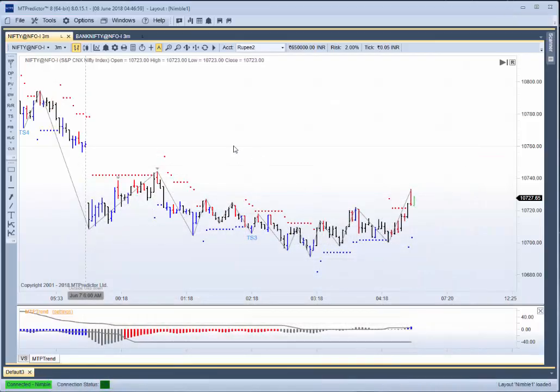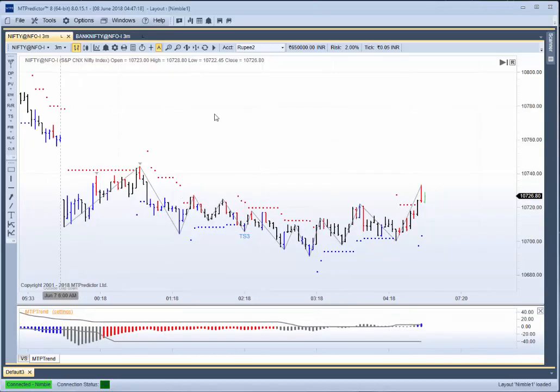Right, let's have a look at a 3-minute chart of the Nifty. It's great that there's so many customers completely worldwide using MTPredictor now, so not only do I show examples on the US markets, European markets, but also on the local Indian markets as well. This is what's unfolding today, which is June the 8th.